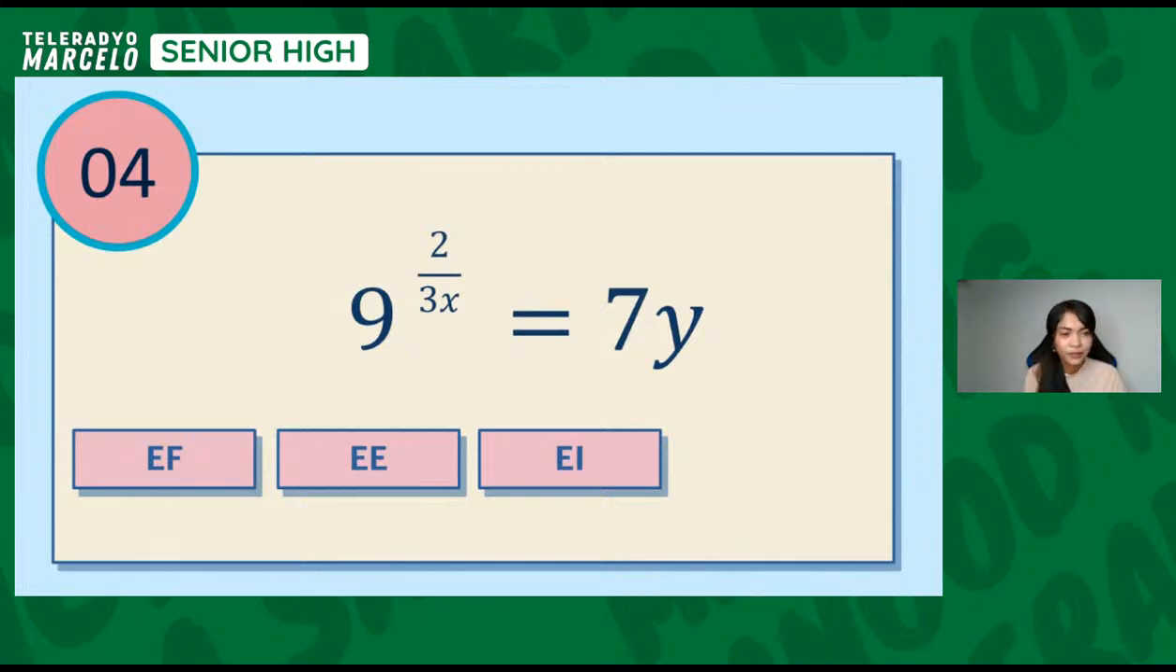Ano kaya yung number 4? Exponential function, exponential equation, or exponential inequality? Okay, let us find out if your answers are correct. Number 4 is EF. Okay, this one is exponential function as well. That is because, kagaya nung kanina, it shows relationship between two variables which are x and y. So, kapag ganun ang case, the given will be considered as exponential function.